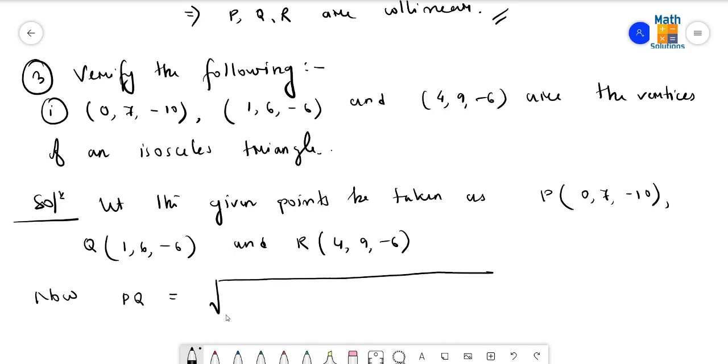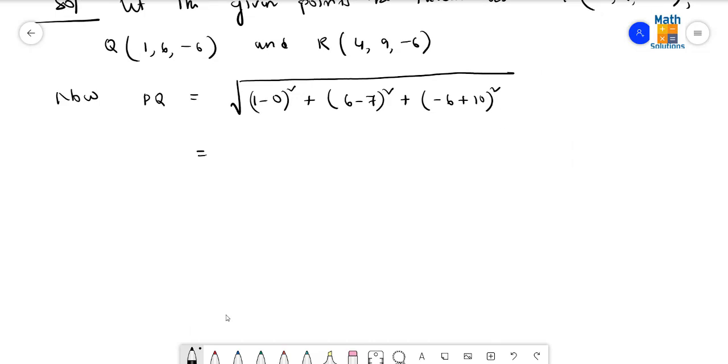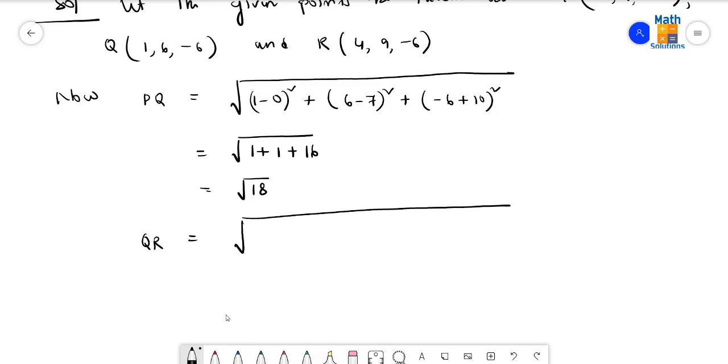So when we put the values, what we shall get? 1 minus 0 whole square plus 6 minus 7 whole square plus minus 6 plus 10 whole square. On simplification, we shall be getting the results to be 1 plus 1 plus 16. The result will come as root 18. Now let us come to QR. Let us see what result we may get here.